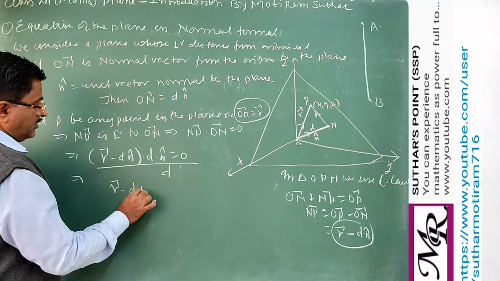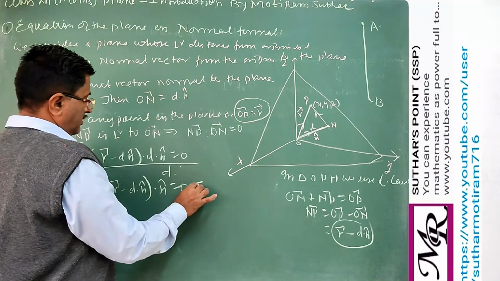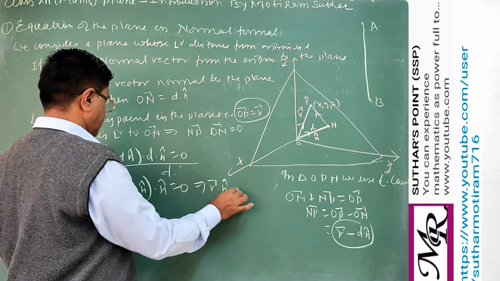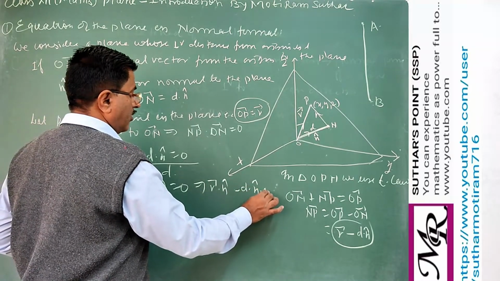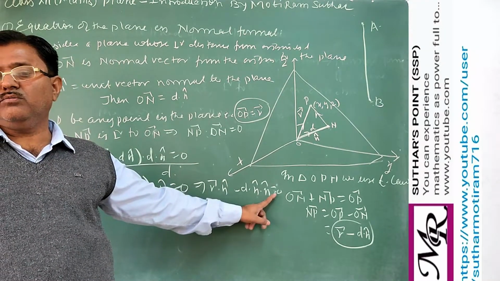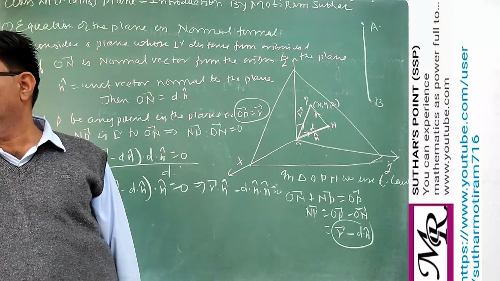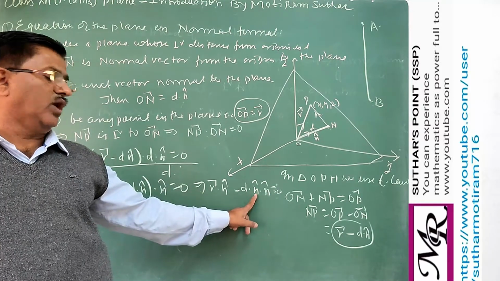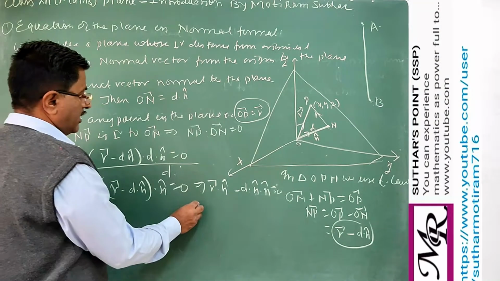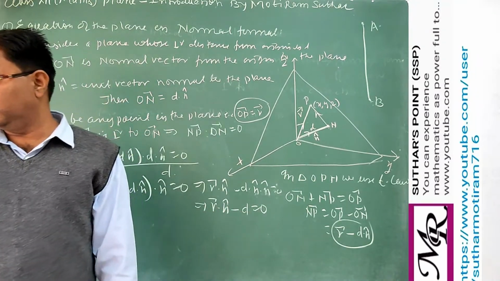Vector r dot n cap minus d n cap dot n cap. Now n cap is a unit vector, and the dot product of the same vector with itself is 1. Like i dot i is 1, j dot j is 1, in a similar way n cap dot n cap is 1. So 1 into d is d. So what we get finally is vector r dot n cap minus d equal to 0.